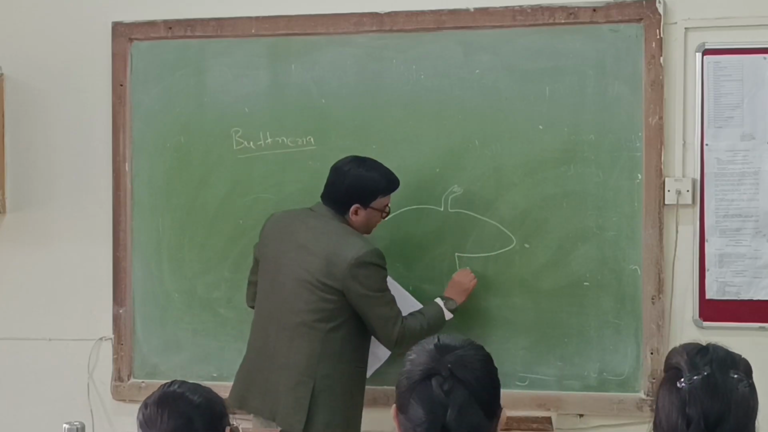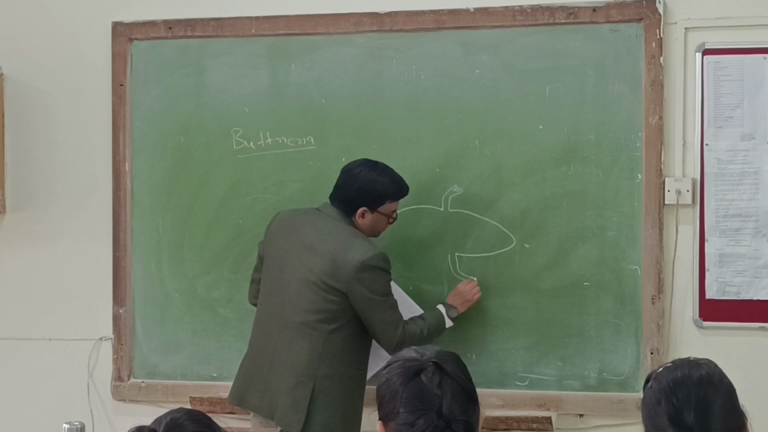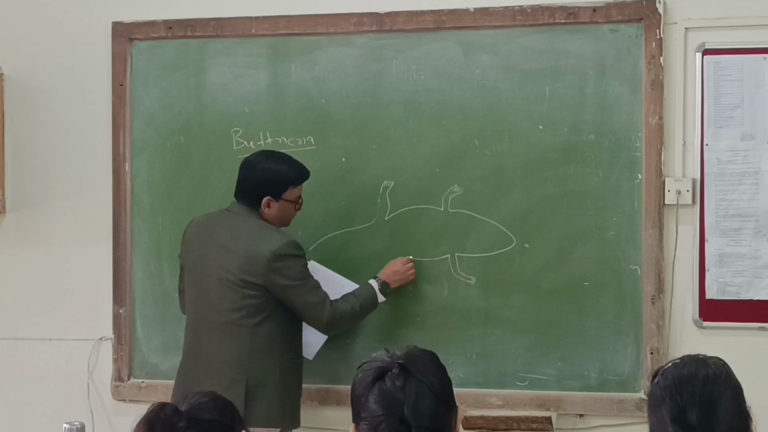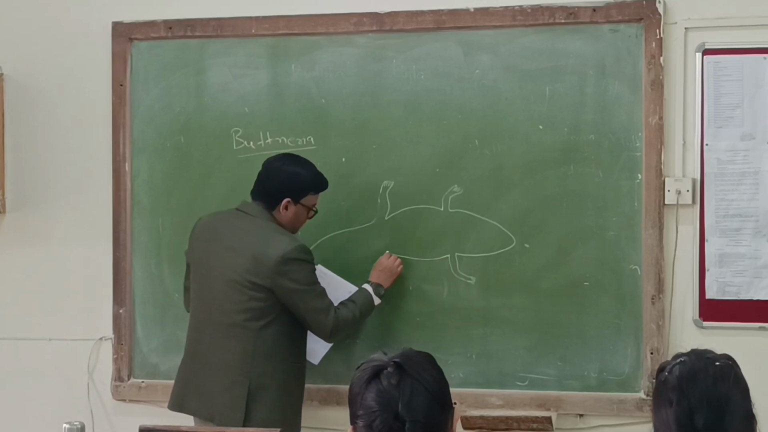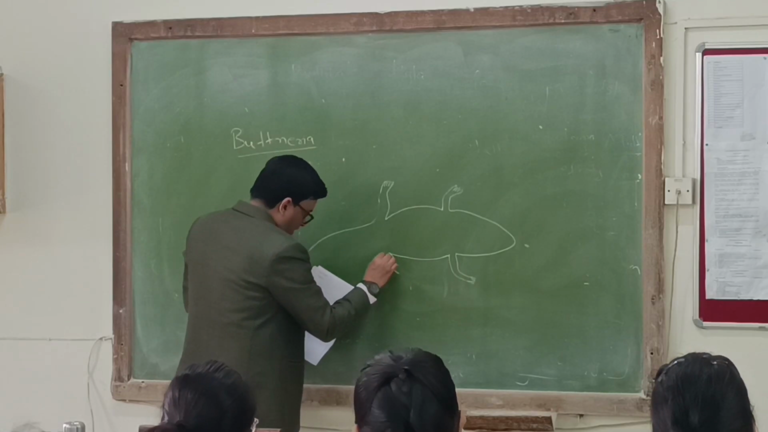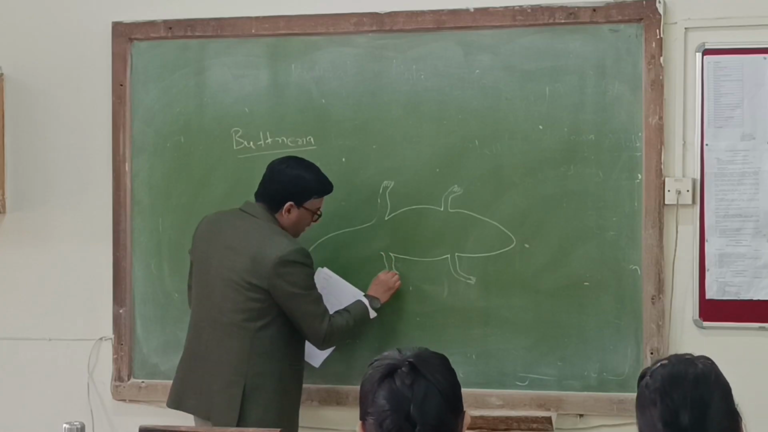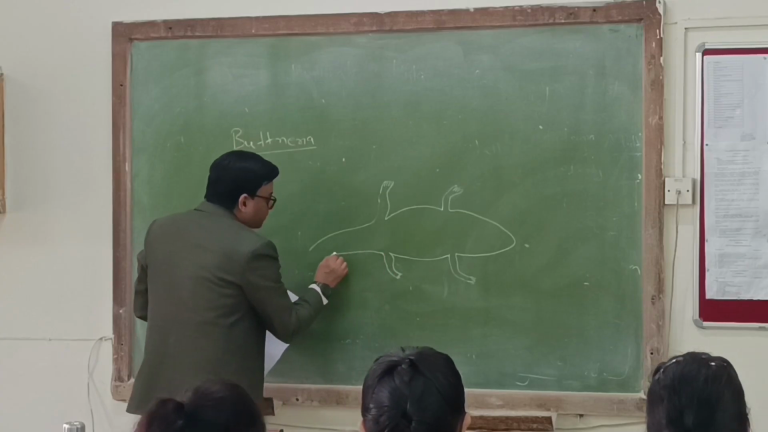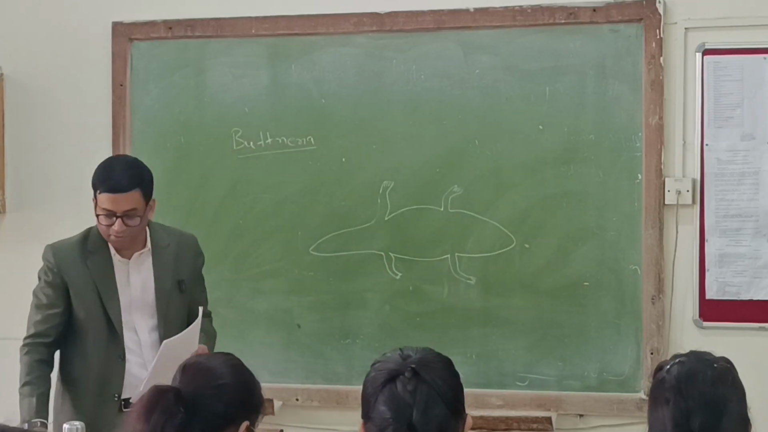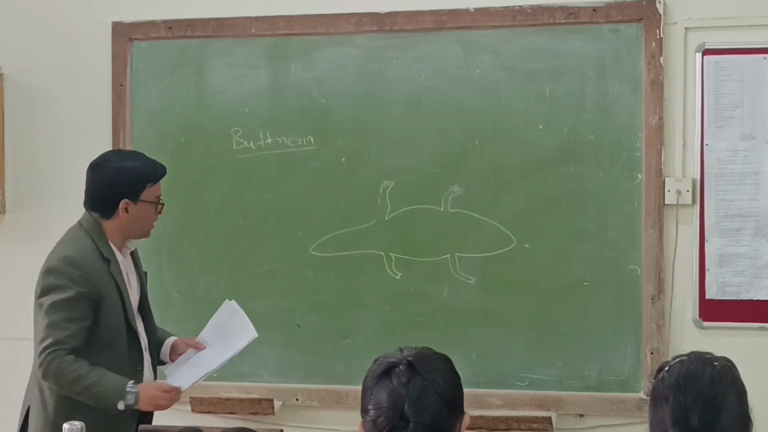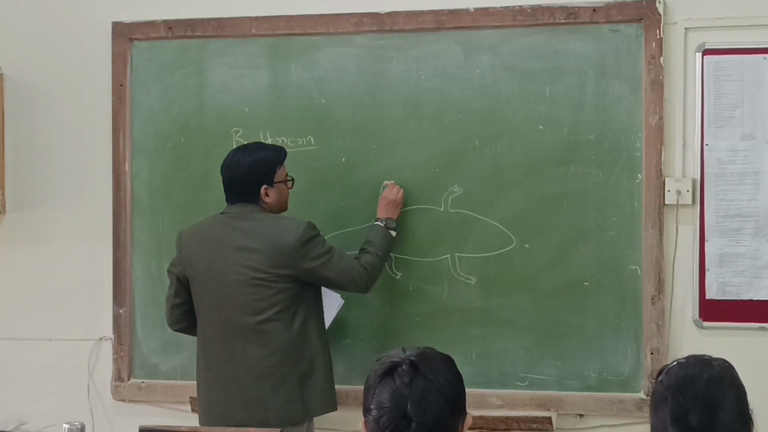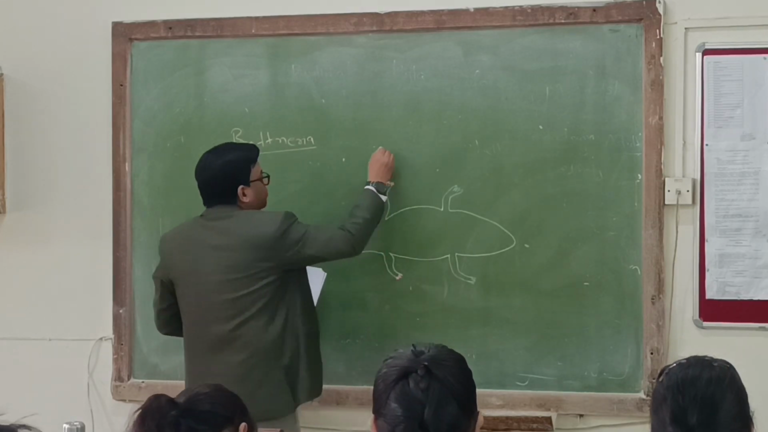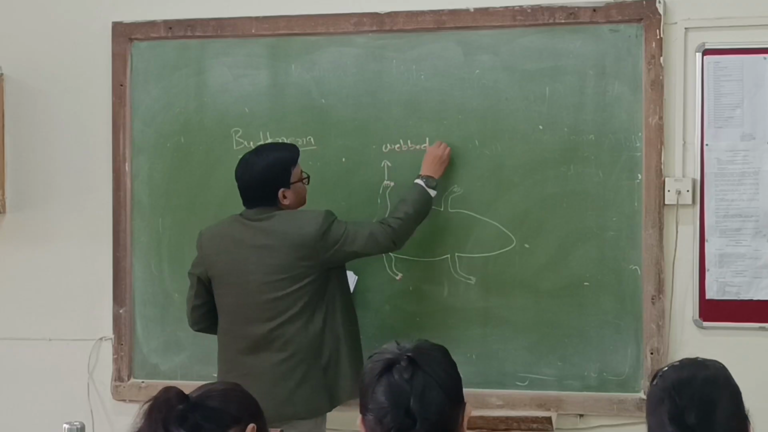So this will be the forelimb, and then there will be hind limbs. The limbs, especially the hind limbs, are webbed. So you will find webbing in the hind limbs. Within these digits, they have flaps. So you can write the webbed toes.